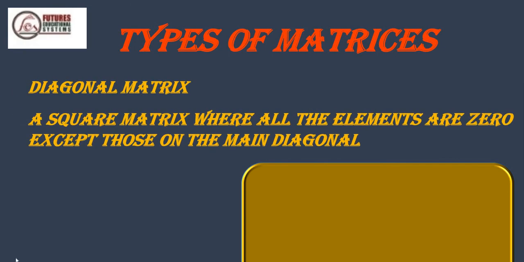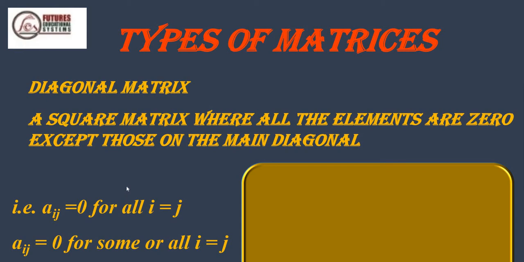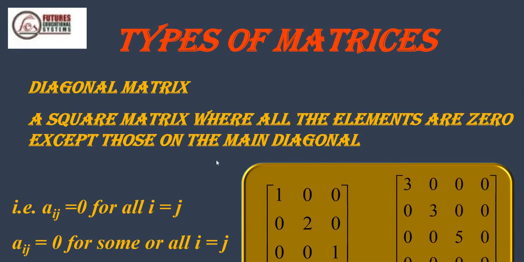Diagonal matrix. A square matrix where all the elements are 0, except those on the main diagonal. It means Aij equals 0 for all i not equal to j. This is a diagonal matrix. The main diagonal can be any numbers and the rest of the numbers equal 0. And this is also a diagonal matrix.